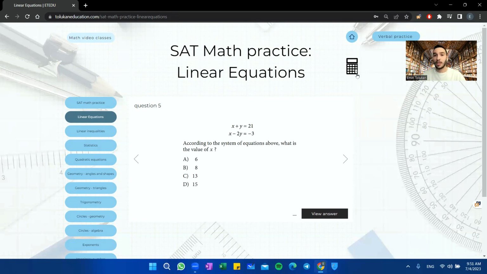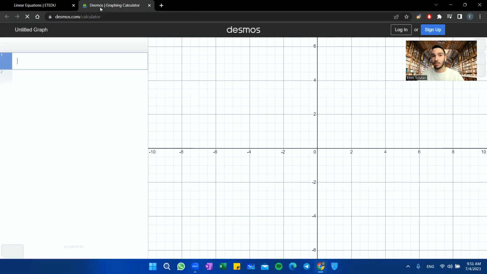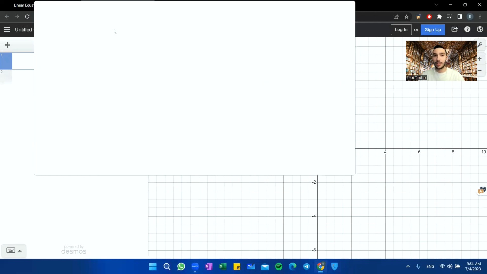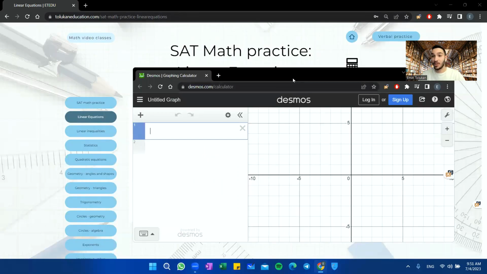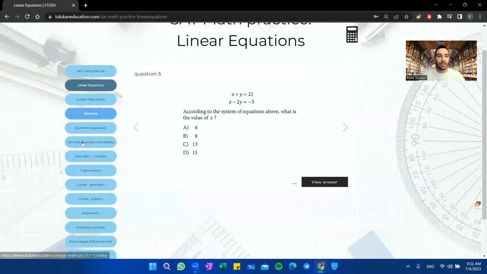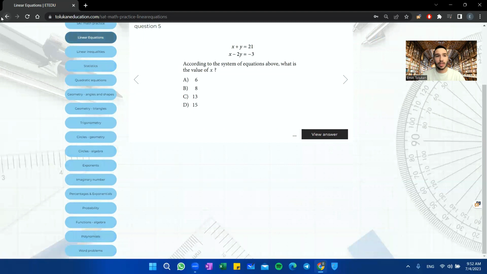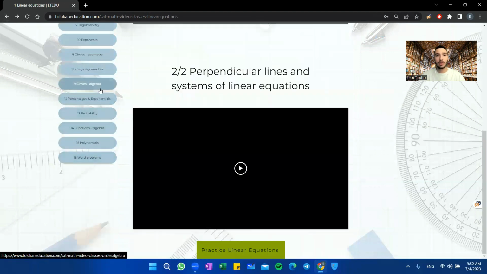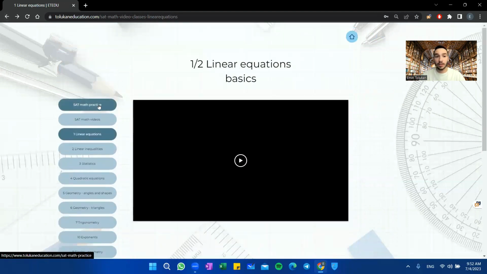Of course, on the practice page, you will also be able to access the Desmos graphing calculator, the calculator that you will be able to use on the digital SAT in the Bluebook application. So that's also quite convenient. And as you can see, all the practice topics and all the video topics are included. So I basically explain literally everything.